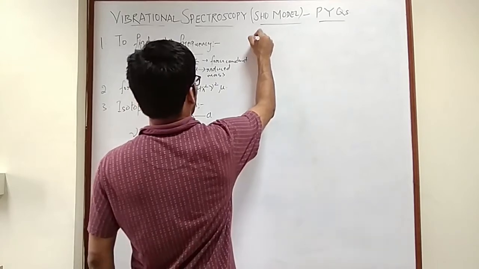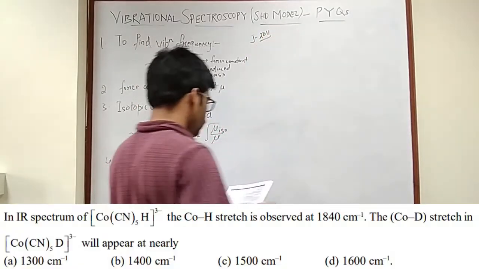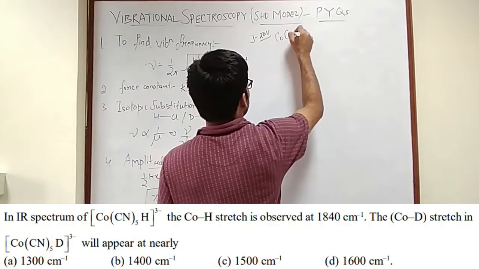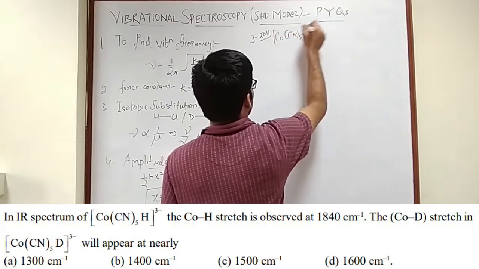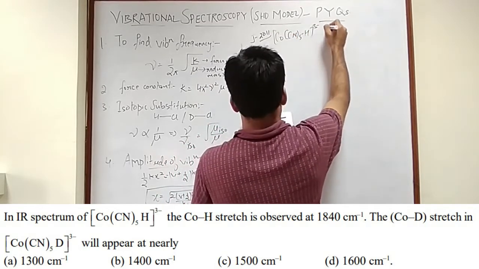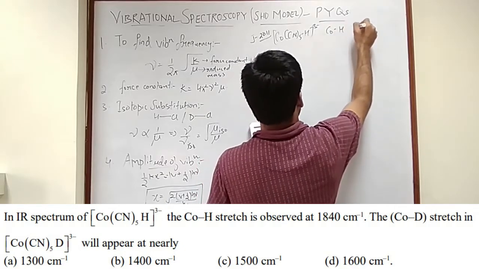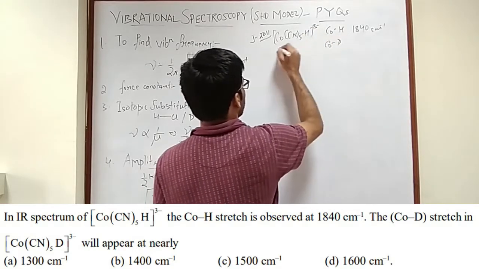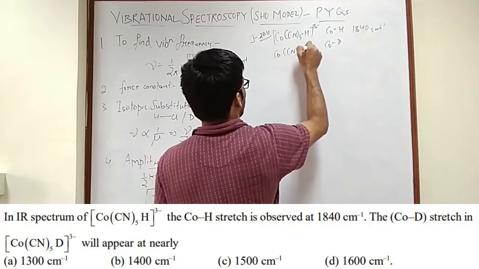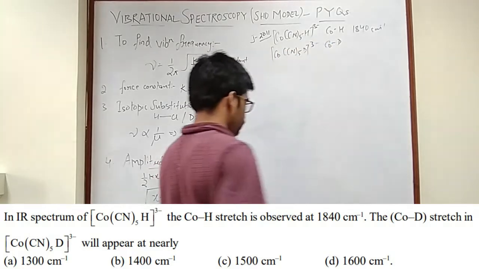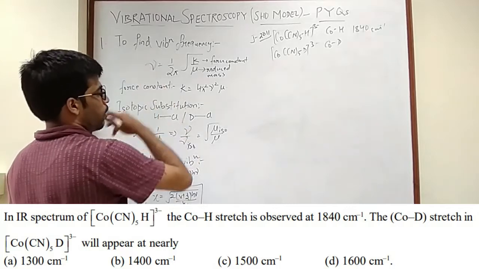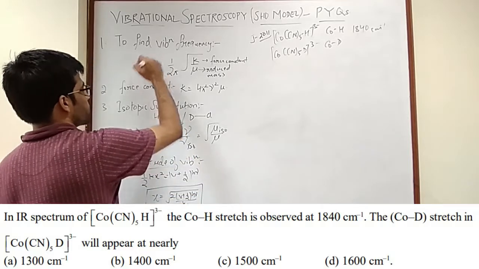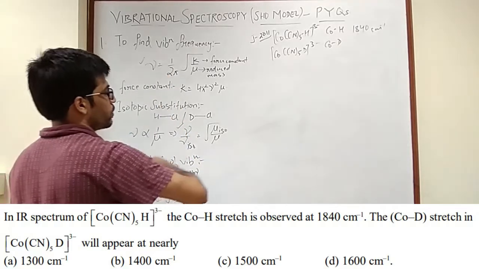First question we have is from June 2011. The question says the IR spectrum of Co(CN)5H 3 minus for the Co-H bond is 1840. What will be this for the corresponding Co-D in Co(CN)5D 3 minus? For this you can simply use either this formula or this. It's better to use this one.